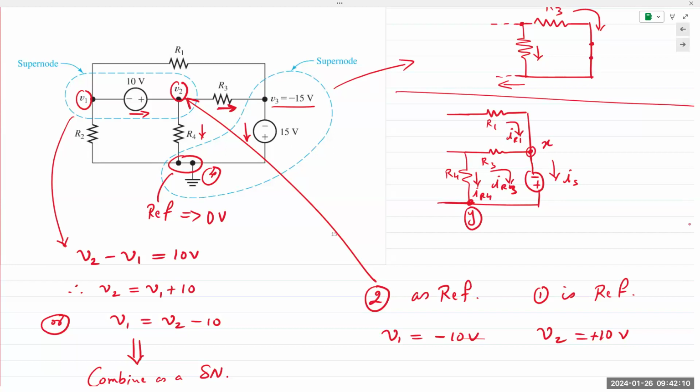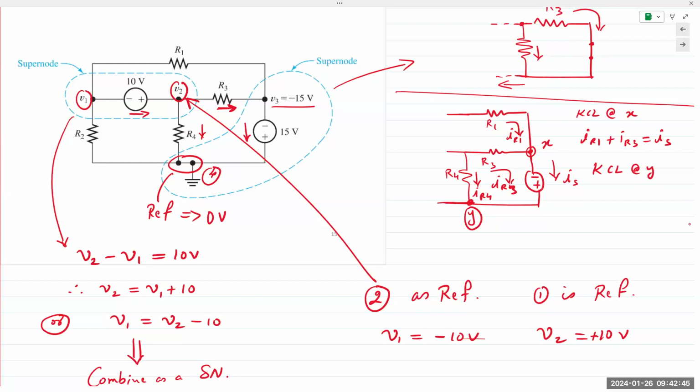If I apply KCL at, again, this is not part of the class, so it's not something that you have to do. This is how a super node principle can be applied. That's the point of this. So KCL at X gives me IR1 plus IR3 is equal to IS, right? And if I apply a KCL at Y, what do I get?